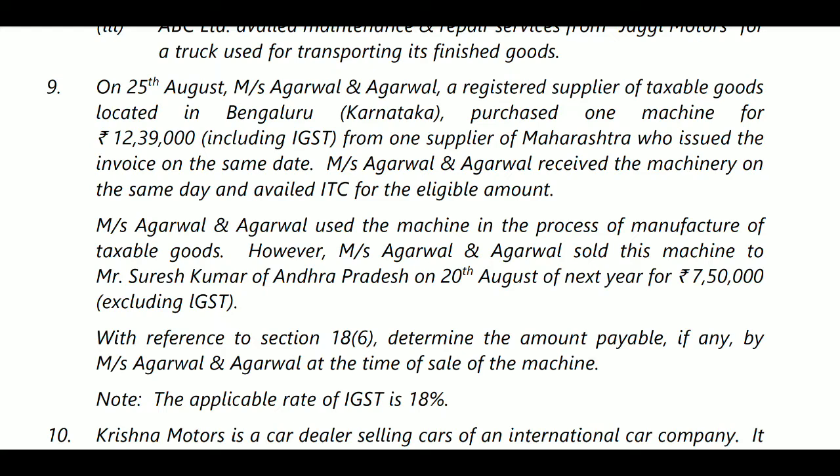Next, Mrs. Agrawal used the machine in the process of manufacture of taxable goods. So based on that, he is providing taxable goods. However, Mrs. Agrawal sold this machine to Mr. Suresh of Andhra Pradesh on 20th August of next year for 7,50,000. Whenever he is selling the product, he must pay an amount on the ITC taken on the capital goods. They provide two alternatives: the ITC reduced by 5% per quarter, or the transaction value.